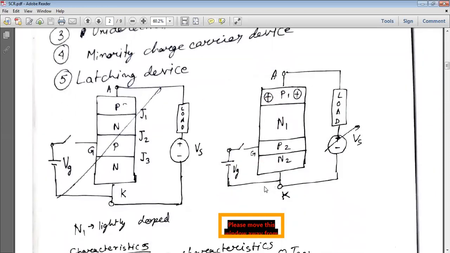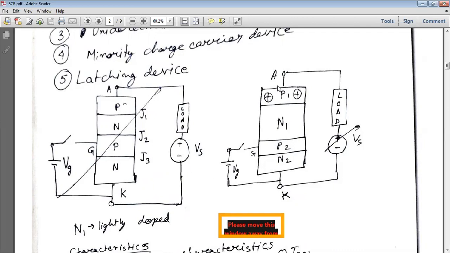So this is the construction of SCR. You can see P1, N1, P2, N2. Here N1 is a layer which is lightly doped, so the width of the N1 layer is more. That means lightly doped can withstand a high amount of voltage. So it is pictured in this way.